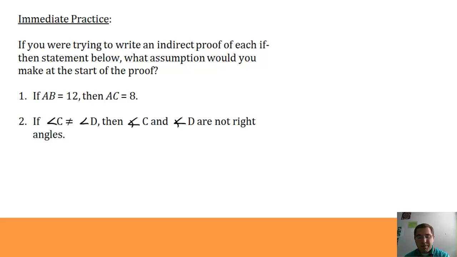What is the assumption? And number 2, if angle C is not equal to angle D, then angle C and angle D are not right angles. So what assumption would you make if you wanted to do this by an indirect proof? What is the opposite of angle C and angle D not being right angles? And write that down. And that is the end of section 6.3.